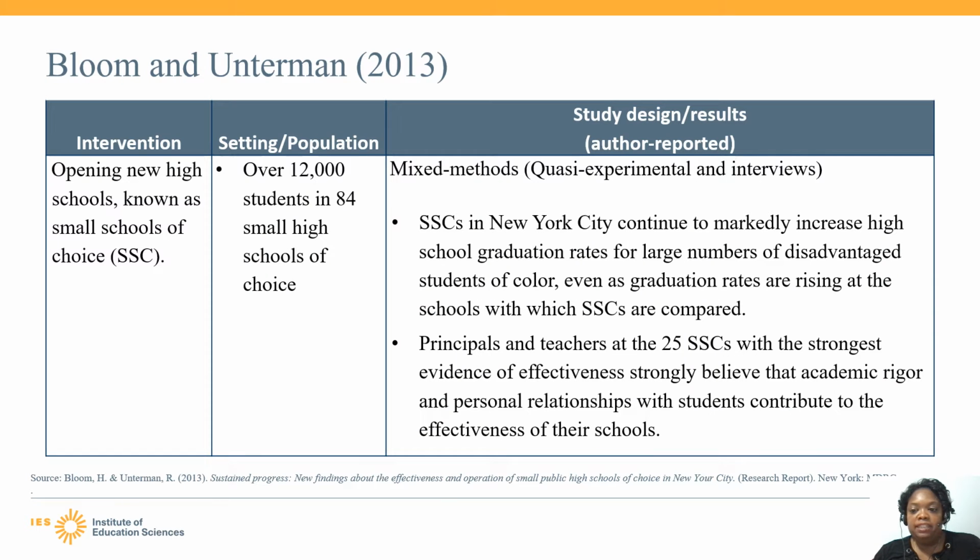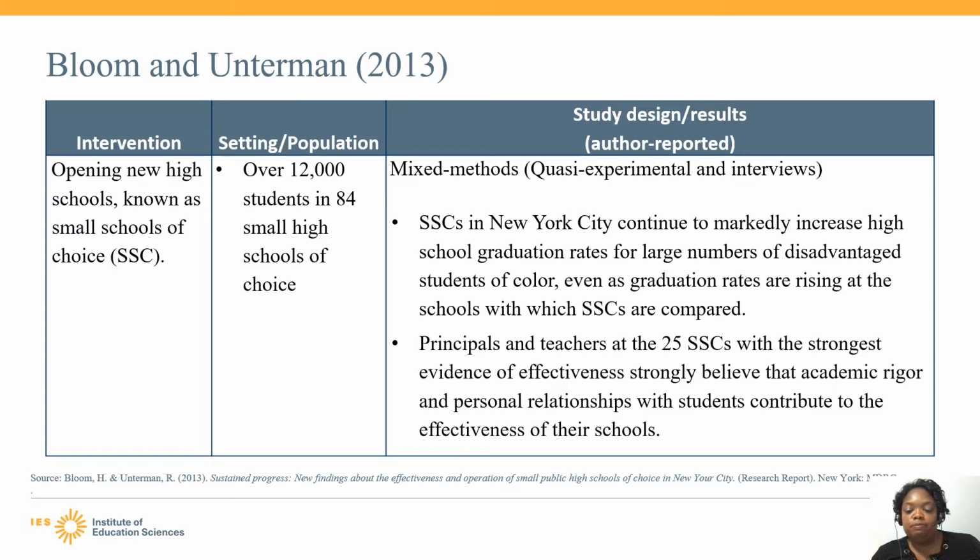Bloom and Unterman examined the effects of opening new high schools known as small schools of choice. This research study is actually part 3 of a 3-part series with a 3rd cohort of students being added to the study. There were over 12,000 students in 84 small high schools of choice. This study showed that small schools of choice in New York City continue to increase high school graduation rates for large numbers of disadvantaged students of color, even as graduation rates are rising at the schools to which the small schools were compared.